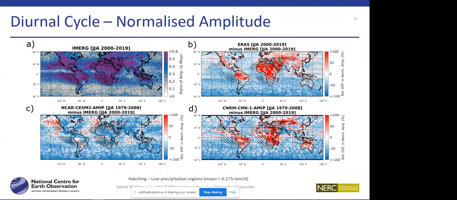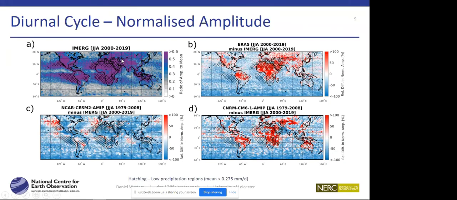Next thing I show now is what I call the normalized amplitude. So this is the amplitude divided by the mean that I was talking about a few slides ago. The key things to note here, the layout of the panels is the same. The top left, I show the observations, and the first thing that you'll notice is that the observations suggest that the diurnal variations are much stronger over land, so these purple colours, than they are over ocean.